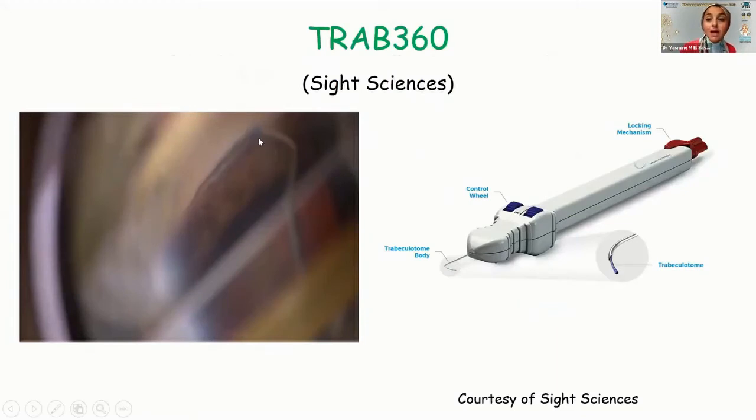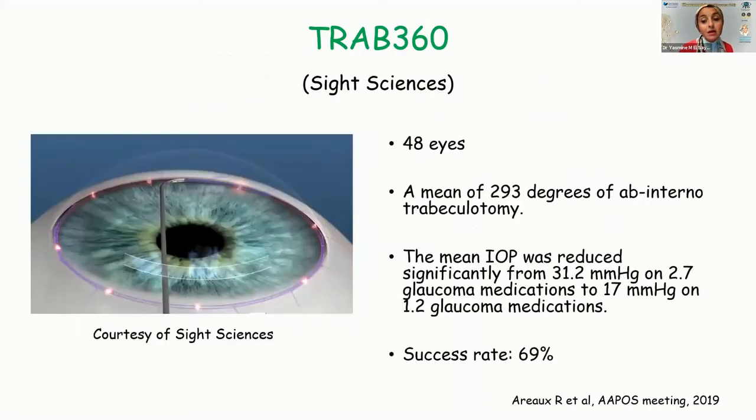They called it TRAP 360, and it consists of an injectable, non-illuminated microcatheter that you inject on one side of Schlemm's canal and use it to incise the canal over 180 degrees, and then you go back and inject it on the opposite side and incise it over 180 degrees. There's been one published about that in the last APIS meeting in 2019, and the success rate was around 70% in pediatric eyes.